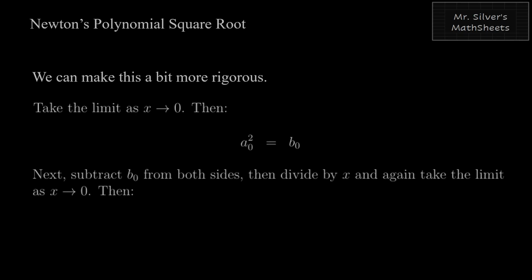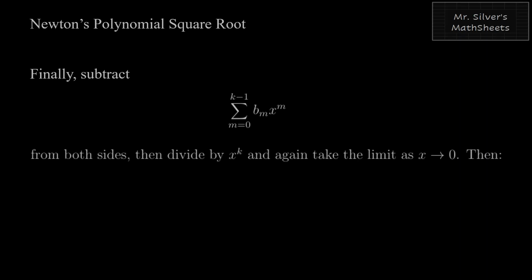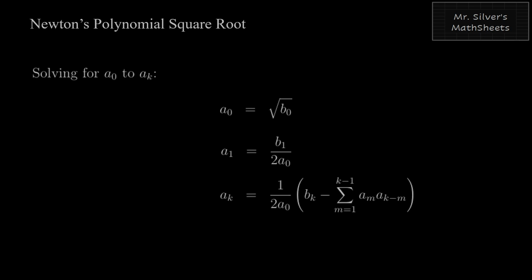And we can make this a little bit more rigorous. We can take the limit as x approaches 0, we get the first equation. Then we can subtract all the terms that we know from both sides, divide by x to the k, take the limit, and we get this final equation, which we already kind of knew was true, but we can think of it as a sequence of polynomial approximations that converge to the final series. So solving for the coefficients, we get these formulas.